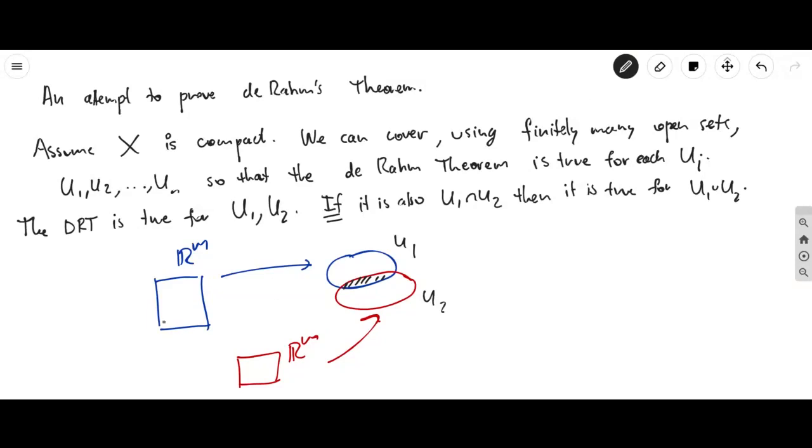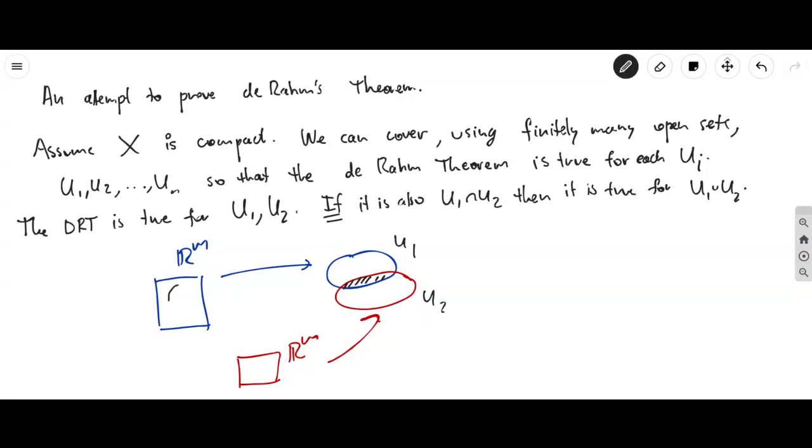You want to be able to say that they intersect. So let's say you draw the picture in the blue one. You want to be able to say that their overlap is convex. If you somehow knew that this was a convex subset of Rm, then this intersection is homeomorphic to a convex subset of Rm, for which the Poincaré lemma would say the de Rham theorem is true, and that would be it. Now, it is conceivable that it does not have to be convex.